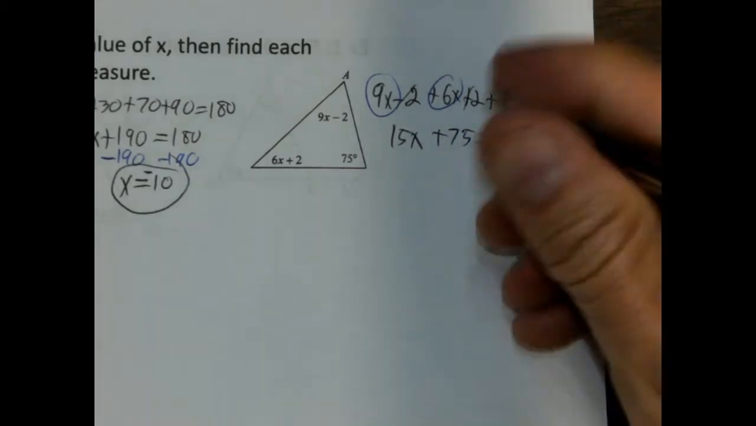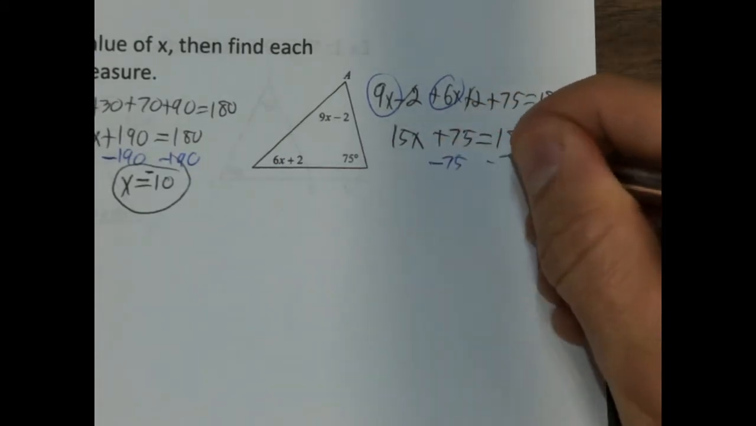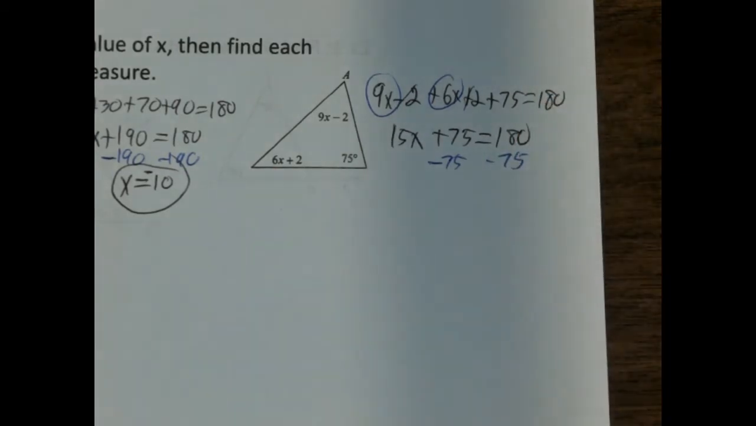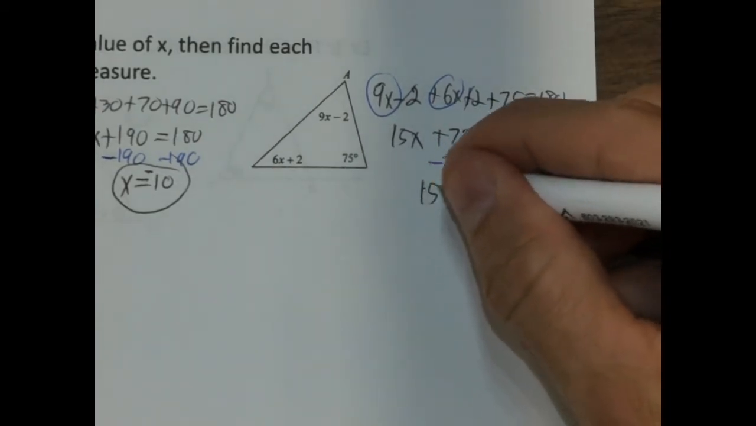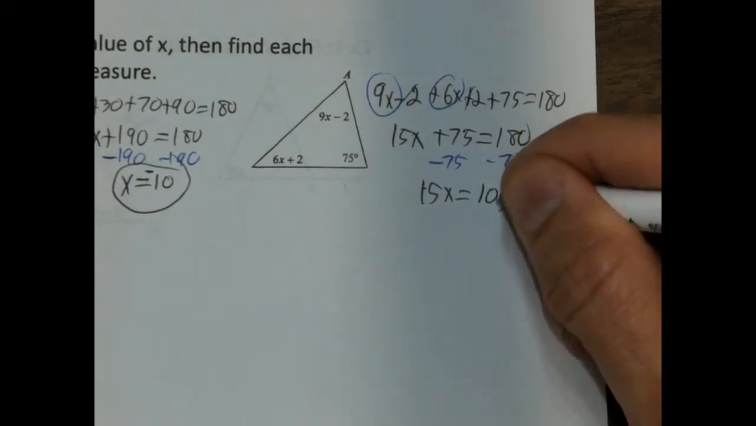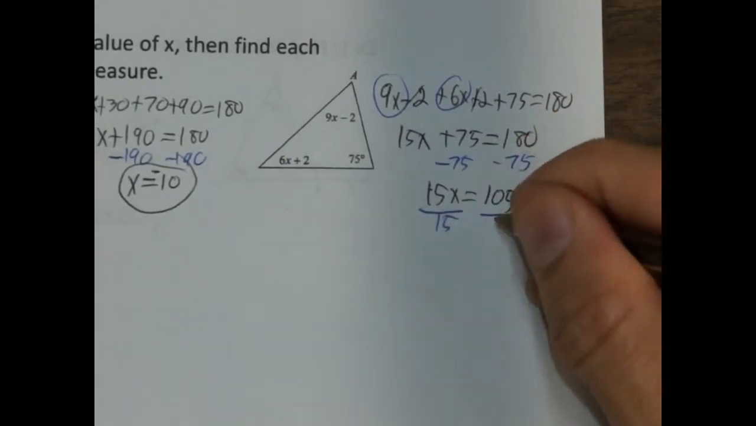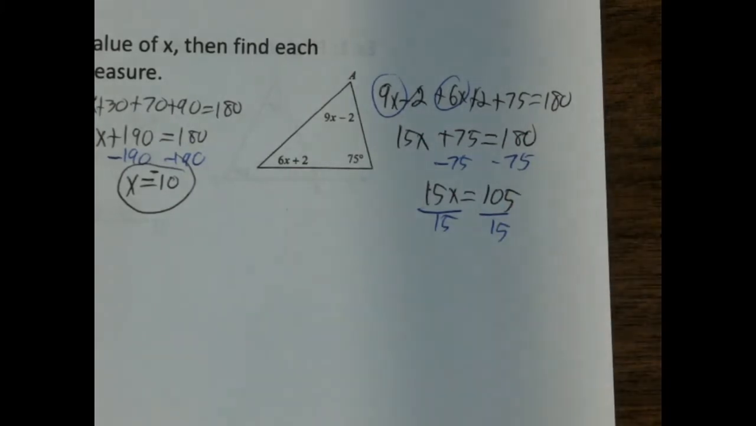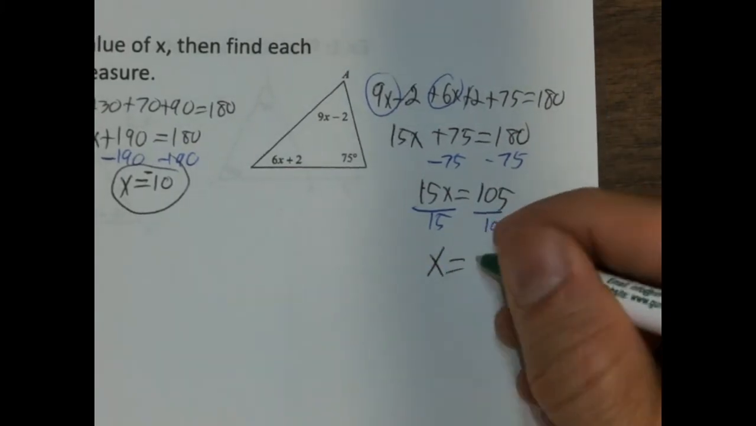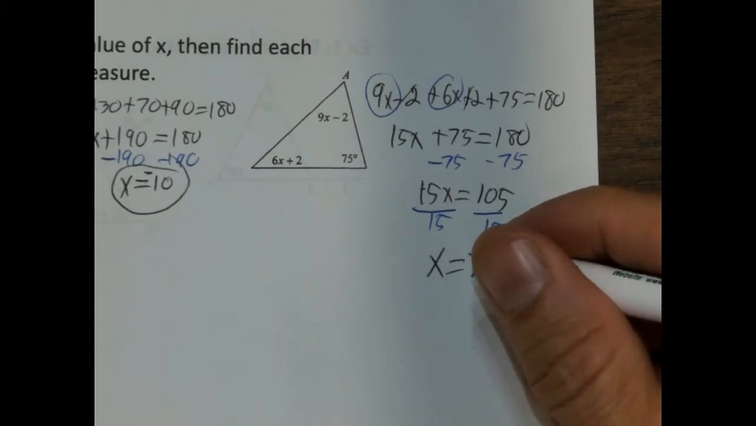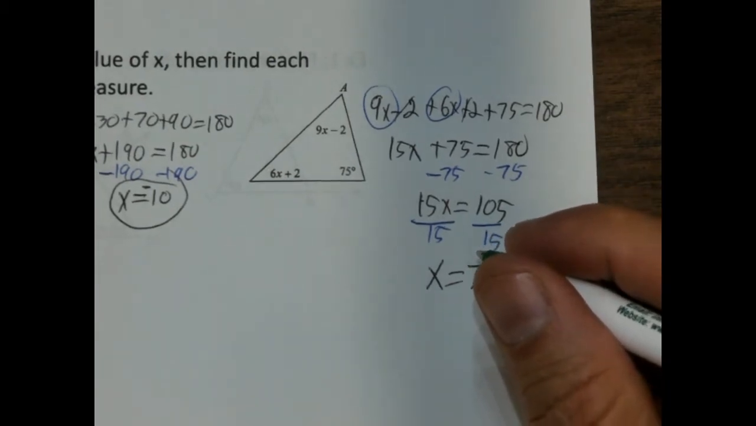So we're going to subtract 75 from both sides. So 15x will be 105. And then divide both sides by 15. And x will be 7, I believe. Is it 7? Yeah, it's 7.